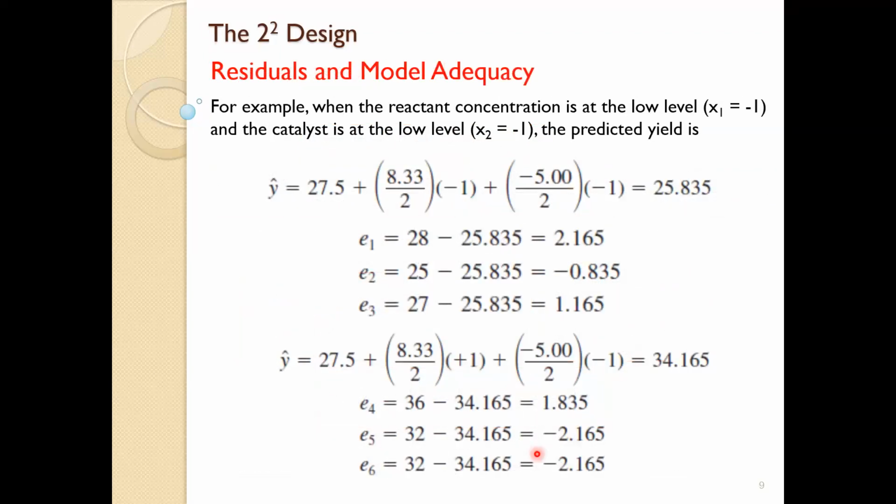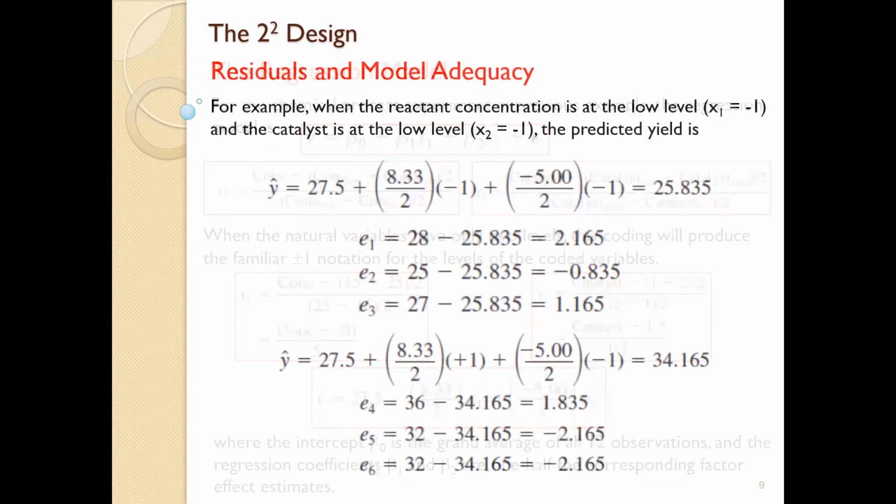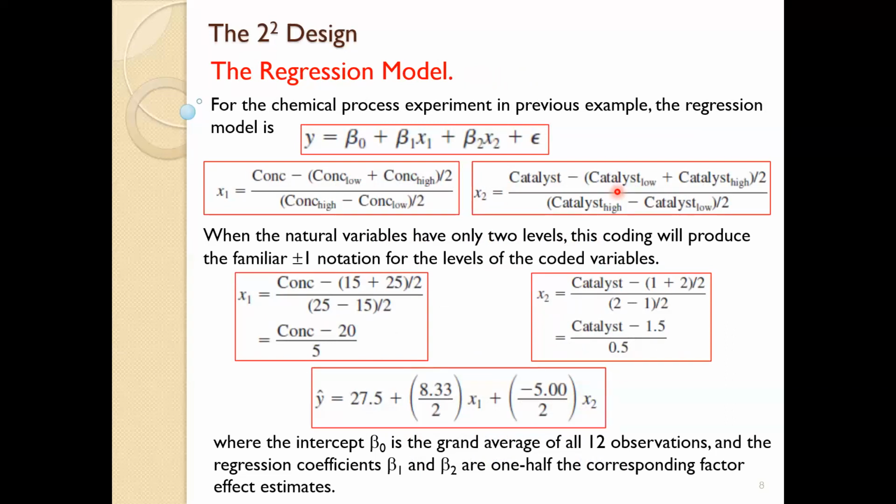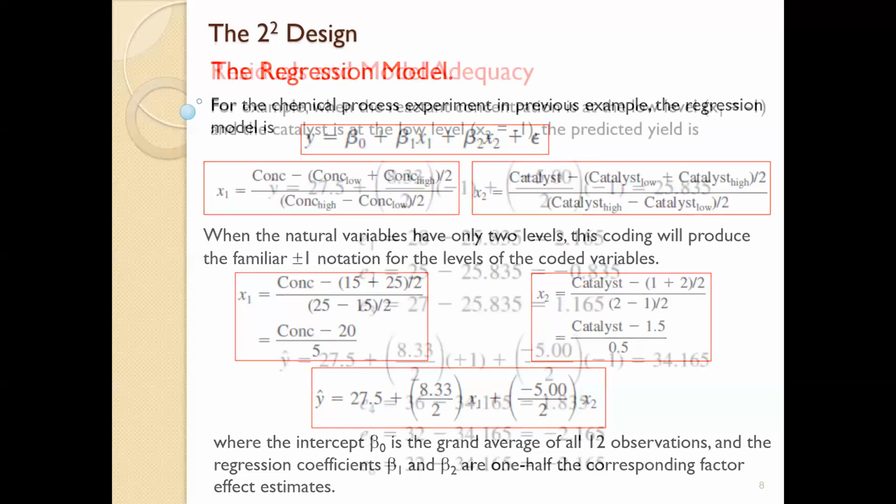And then also you can calculate the residual. Residual means you calculate from the actual data and then the predicted data. This is the predicted data. You substitute the terms x1, x2. They can be substituted in terms of minus 1 or plus 1 because we already transformed to the coded value. This is the coded value. Okay, this is the residual.